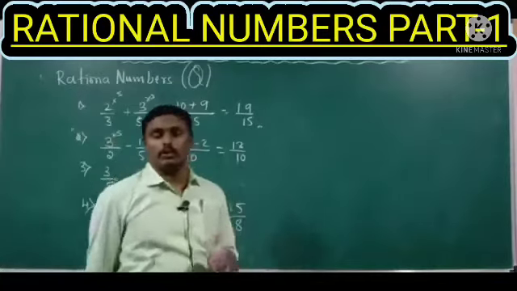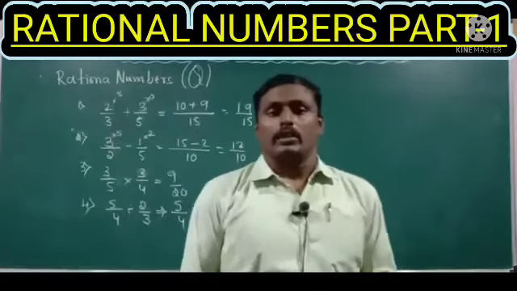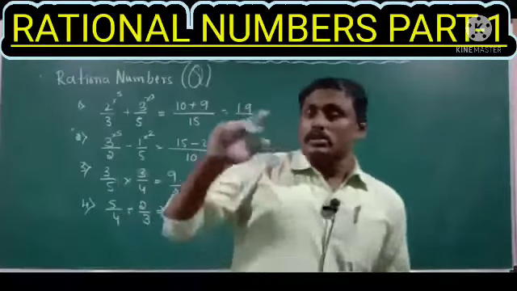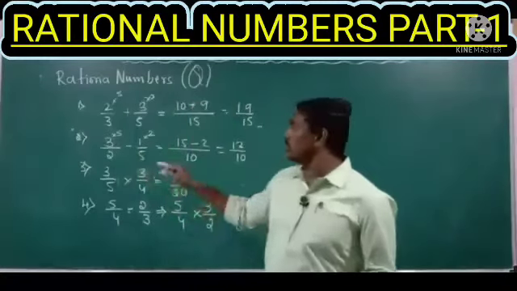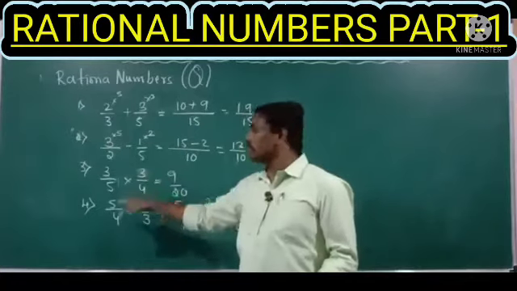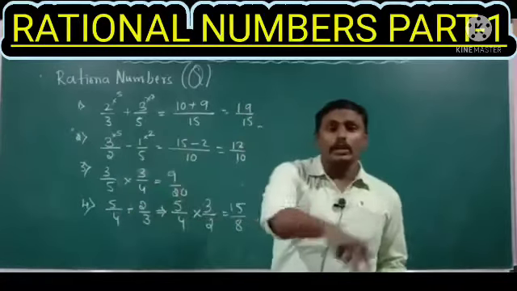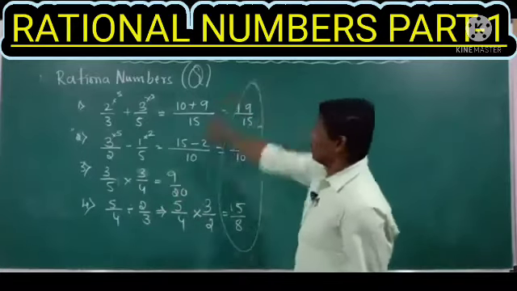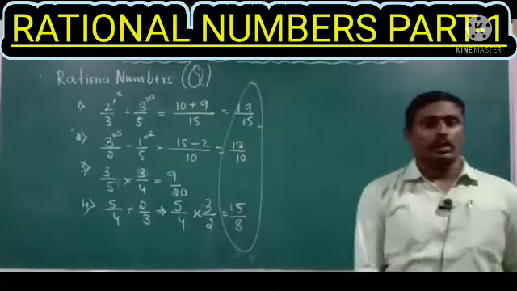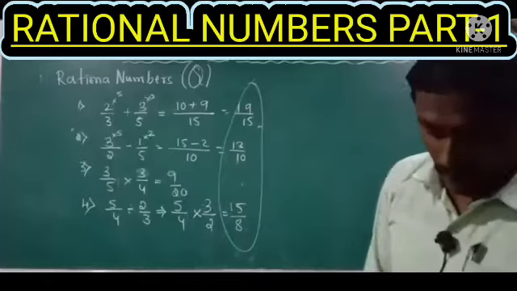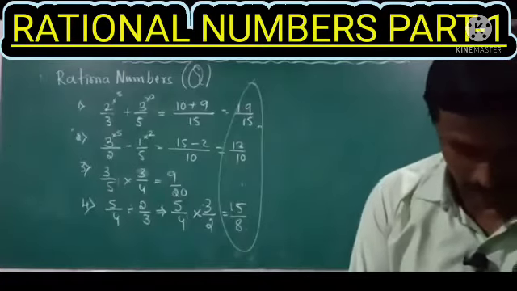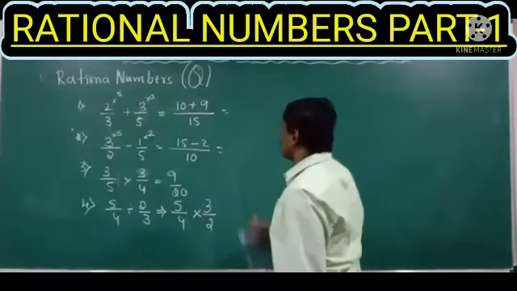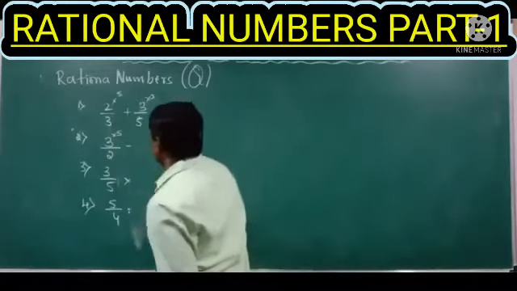A rational number only. It means the sum of any two rational numbers, or the subtraction of any two rational numbers, or the multiplication of any two rational numbers, or the division of any two rational numbers, the resultant value is always a rational number only, or it's always in the form of a rational number only. Okay. So these are some basic properties of rational numbers.